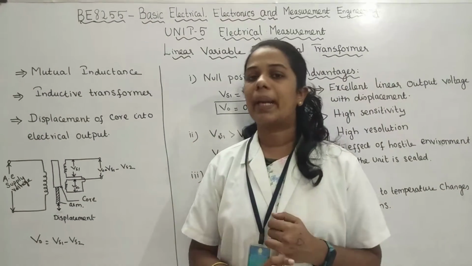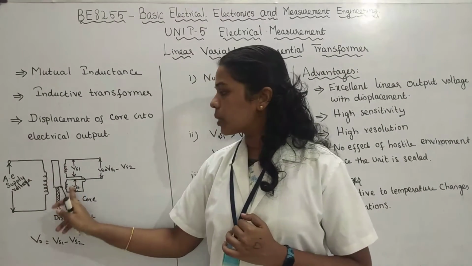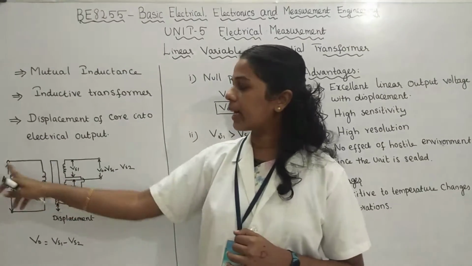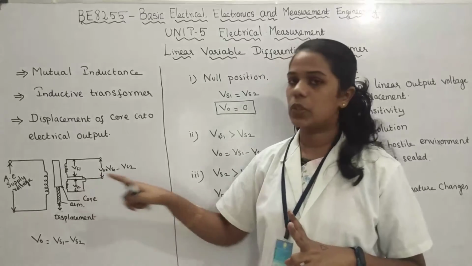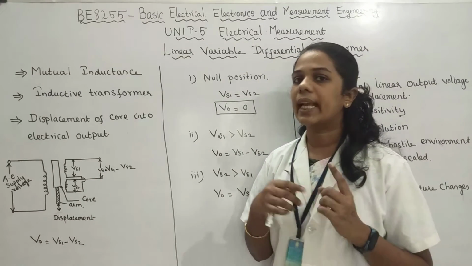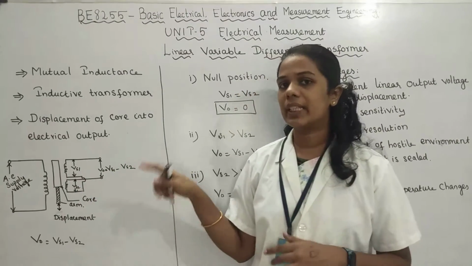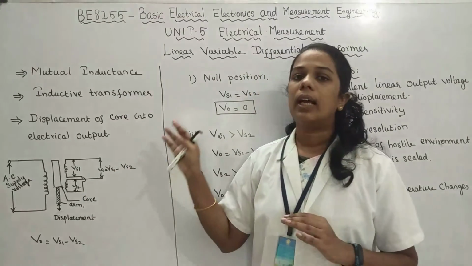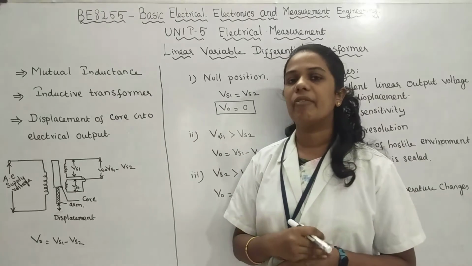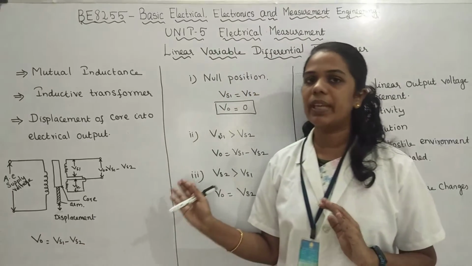See, it has one primary winding and two secondary windings. This is the primary winding and these two are the secondary windings. The primary winding is connected to the input AC voltage. The two secondary windings are S1 and S2. The voltage produced in the secondary winding S1 is VS1, and the voltage produced in the secondary winding S2 is VS2. The total output V0 is the difference of the voltages developed in both secondary windings, that is V0 equal to VS1 minus VS2.